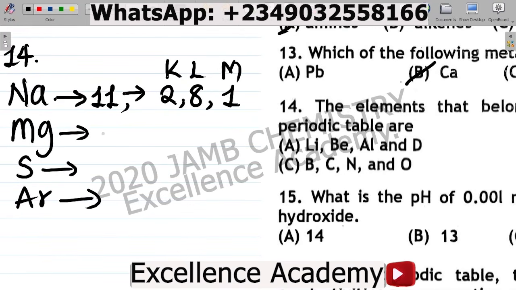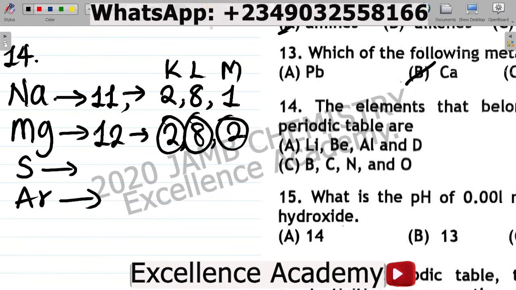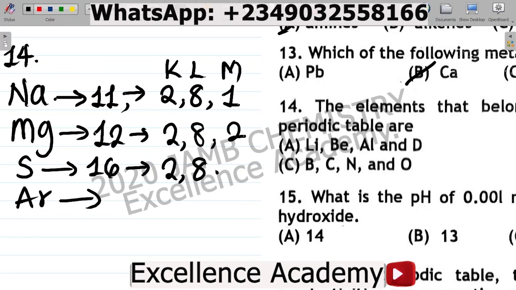For magnesium, the atomic number is 12. If I do the electronic configuration, that becomes 2, 8, 2. Again, just three shells, so it becomes an element in the third period. For sulfur, the atomic number is 16. The K, L, M shell configuration becomes 2, 8, 6. Again, you have three shells.